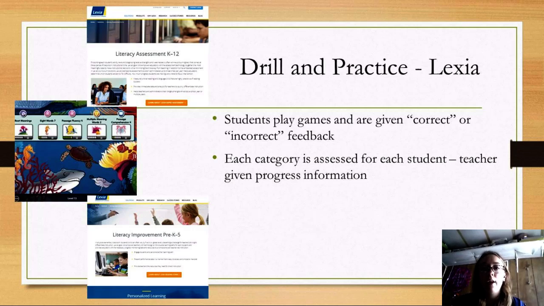Drill and practice example would be Lexia. So the Lexia program is primarily used for literacy and language arts, and basically the students are given games and they pertain to different standards-based categories, and they're given correct or incorrect feedback, and then the game actually advances based on their improvement and their mastery of the skills in the game. And then the teacher is actually given an assessment sheet of how each student is doing with each session. So they're given like a progress sheet.